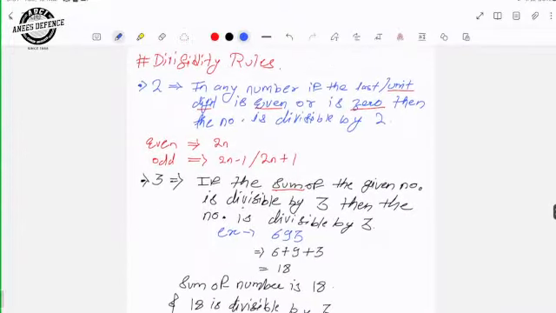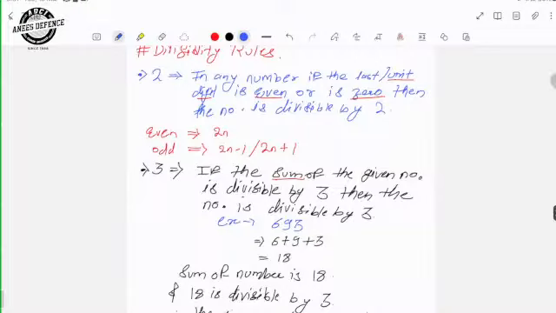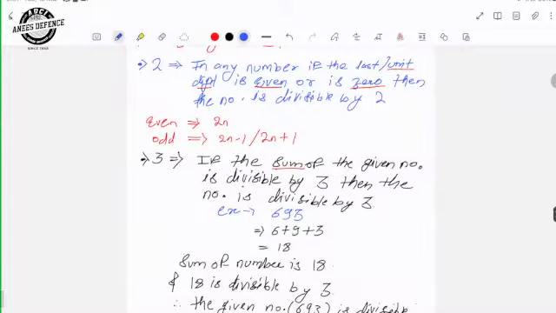What was the divisibility rule for 2? The unit digit should be even or 0, then the number is divisible by 2. Okay, first of all, clear. What are the terms for even number? These are the terms for even and odd number. Even is in the form of 2n, odd is in the form of 2n minus 1 or 2n plus 1.